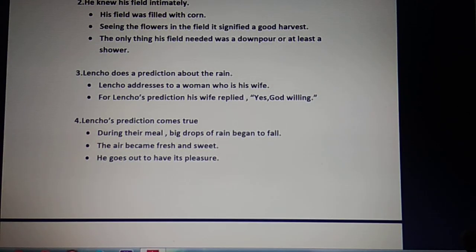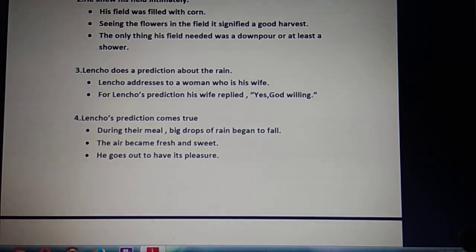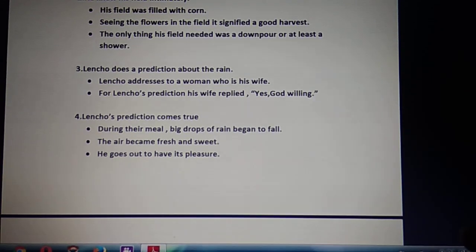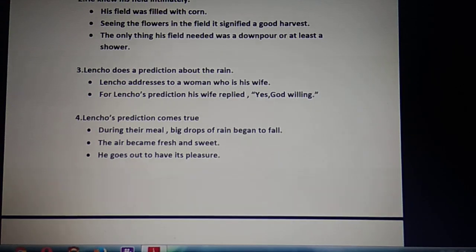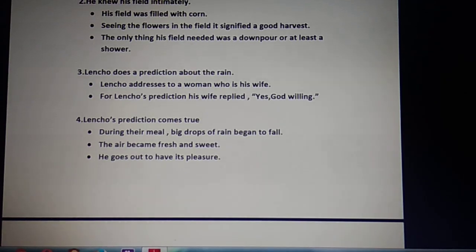The only thing his field needed was a downpour, or at least a shower. So now Lencho needed a downpour. Downpour means a rainfall, or at least a shower. Shower means a light rain which his field needed. Lencho does a prediction about the rain. So now his field needed rain. So Lencho does a prediction. Prediction means to assume that it is going to have a good rain.